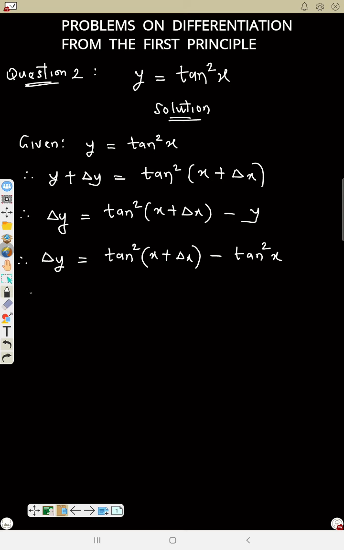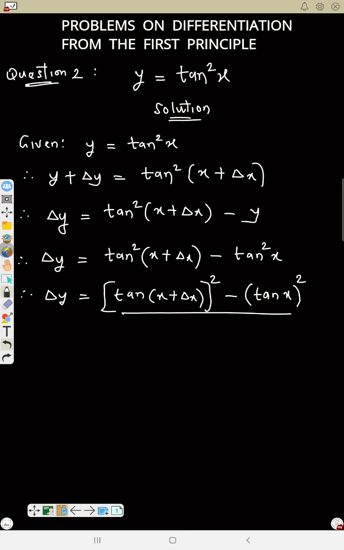Now this is the same thing as dy equals, so let me show it this way. This is the same thing as tan ds, everything square, minus tan s, everything square. As in, this square can be outside, as you see it here now. So this is difference of 2 square.